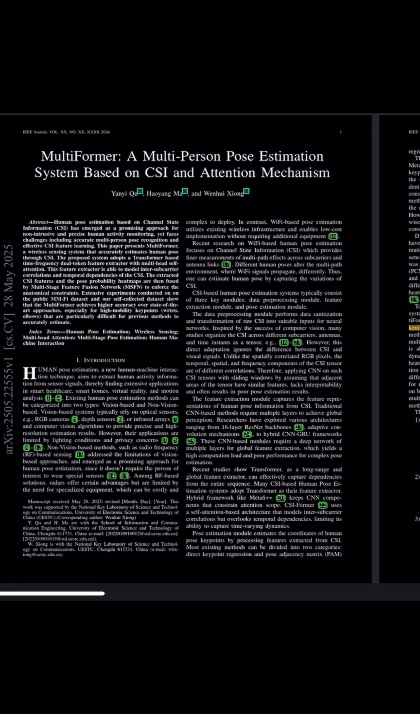pose estimation. However, CSI is not like an image. It's a high-dimensional time-frequency tensor or signal, and most prior methods, as they state here, are treating it as if it's an image using CNN or PAM, which is pose adjacency matrix regression. These approaches struggle, especially in multi-person scenarios and for high mobility key points like wrists and elbows.